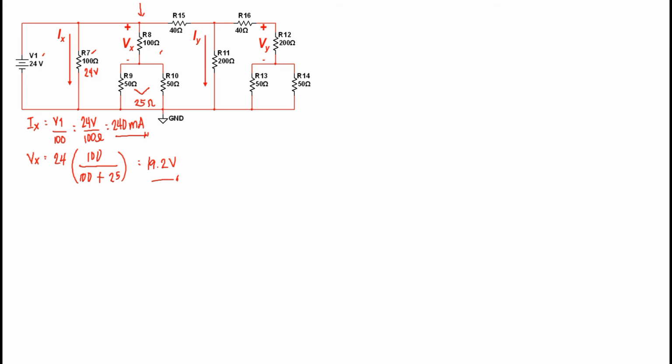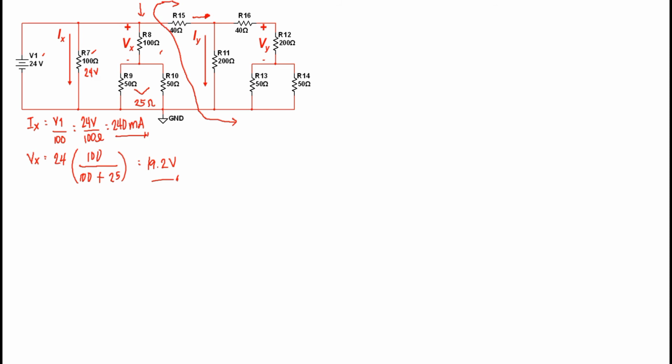Then next, to solve for Iy, we have to get the equivalent resistance of this part. Since this part is in parallel with the voltage source, the voltage drop on this part is equal to 24 volts. So if we get the total or equivalent resistance for this part, we can get the current flowing through this branch. And that is our aim.